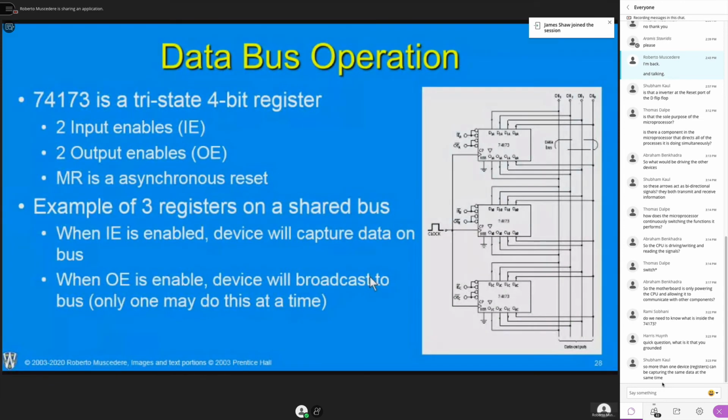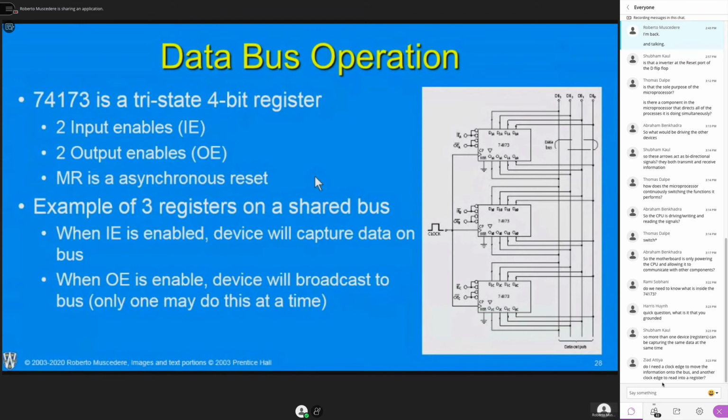Someone asked a quick question. What is that you grounded? MR is the reset. If that was asserted, this output would be set to 0 all the time, right? So I did state that over here. It's an asynchronous reset.